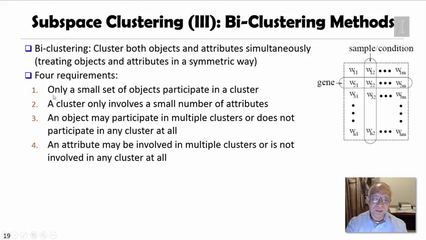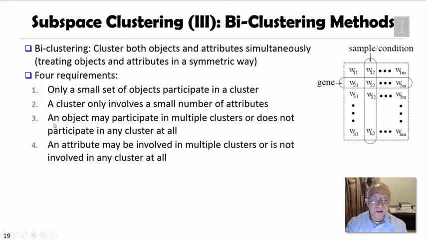The first requirement is only a small set of objects participate in a cluster. That means only some genes participate in a cluster. Then the second requirement is a cluster only involves a small number of attributes. Simply says only some columns are involved in the cluster.